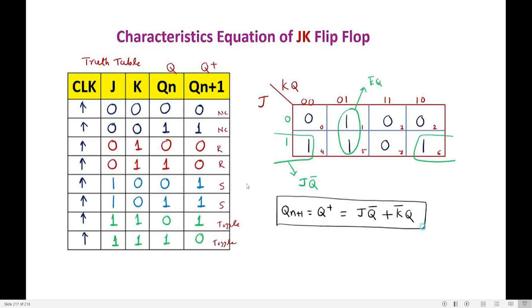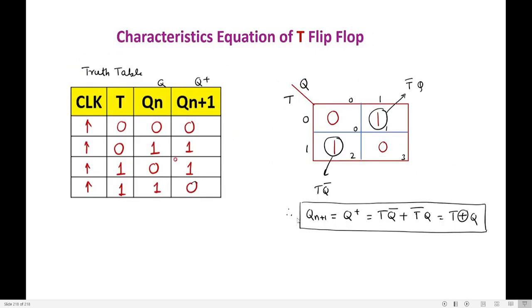Now see where I can group it. I can group this one and this one. When I roll it, it becomes a pair. I can group these two. If I group this, can you see, vertically and horizontally, both belong to what? J. So I have written J. Vertically, it is K bar, Q bar here and K, Q bar here. So Q bar is common, so I have written Q bar. Now see this vertical grouping. Both belong to K bar, Q. So K bar, Q. Now J Q bar plus K bar Q is the equation for Q of n plus 1.